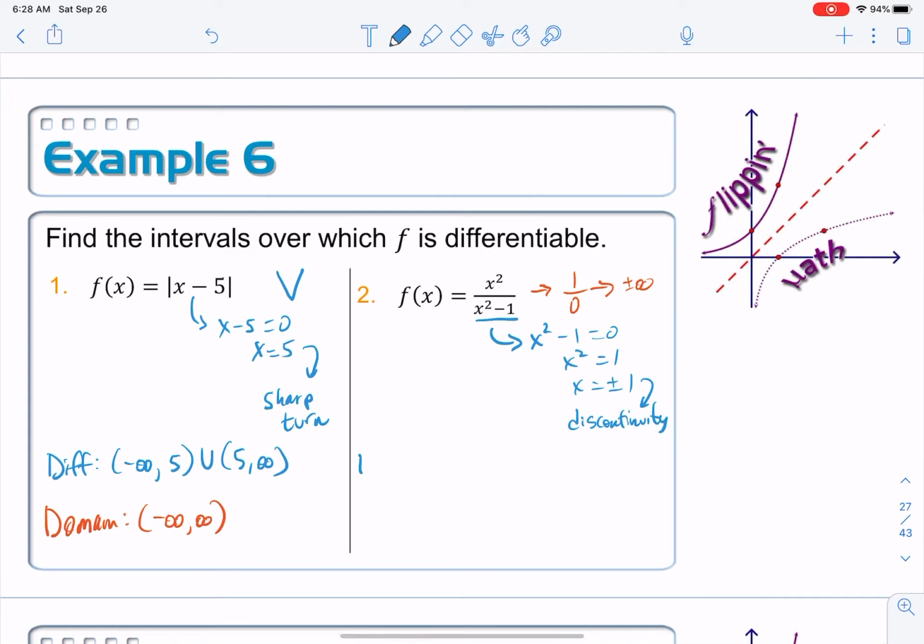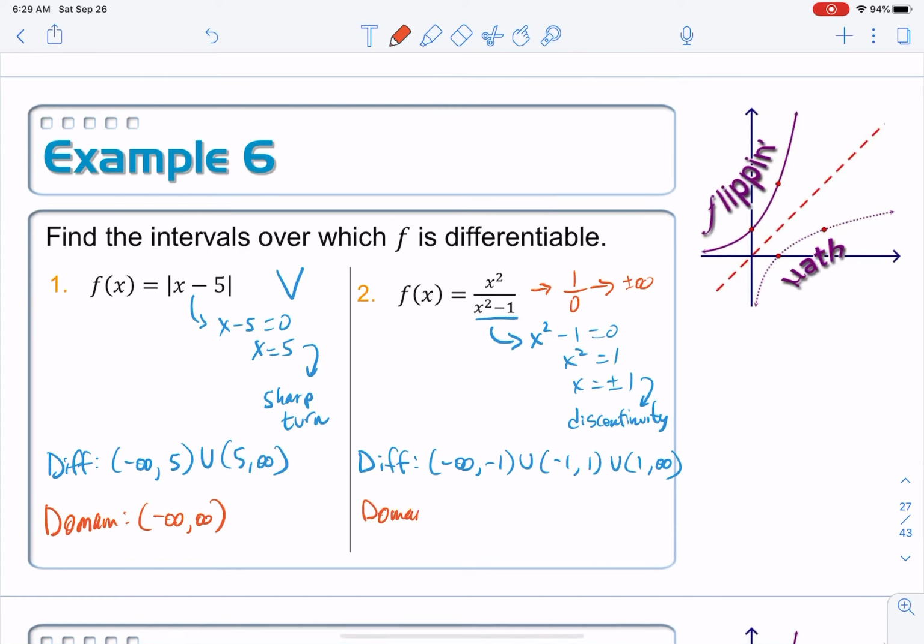Okay, so where does the derivative exist? Where's it differentiable? It is everywhere except plus or minus 1. So negative infinity to negative 1, in between negative 1 and 1, and then finally from 1 to infinity. What about the domain? Just to compare it. Well, the domain, if I think in terms of continuity, there's no holes. We just found the two vertical asymptotes, and there's no oscillation, so it's just exactly the same. So same.